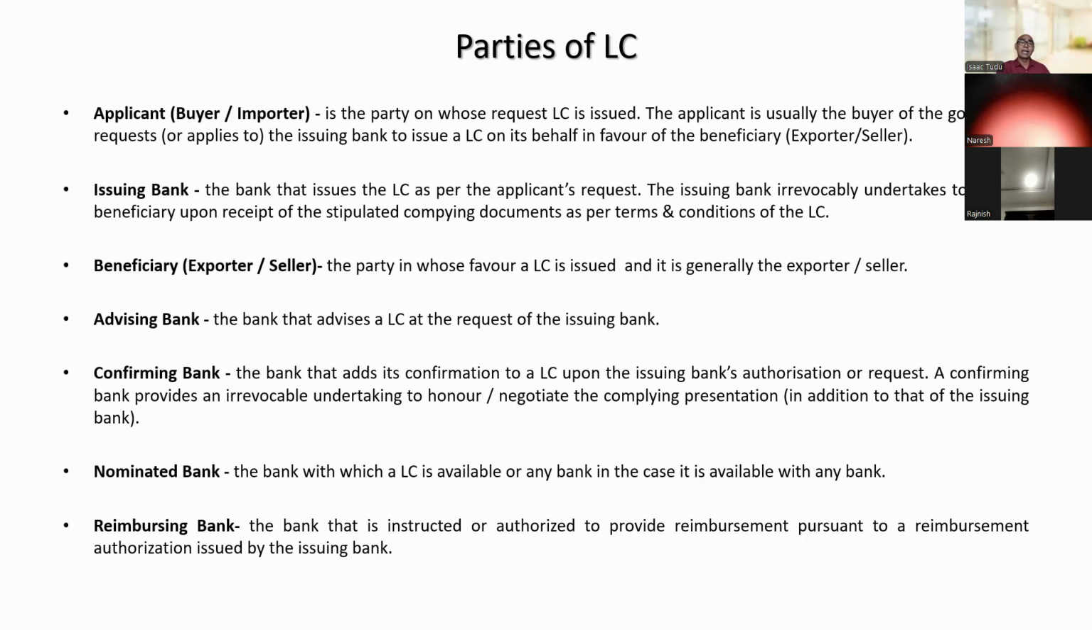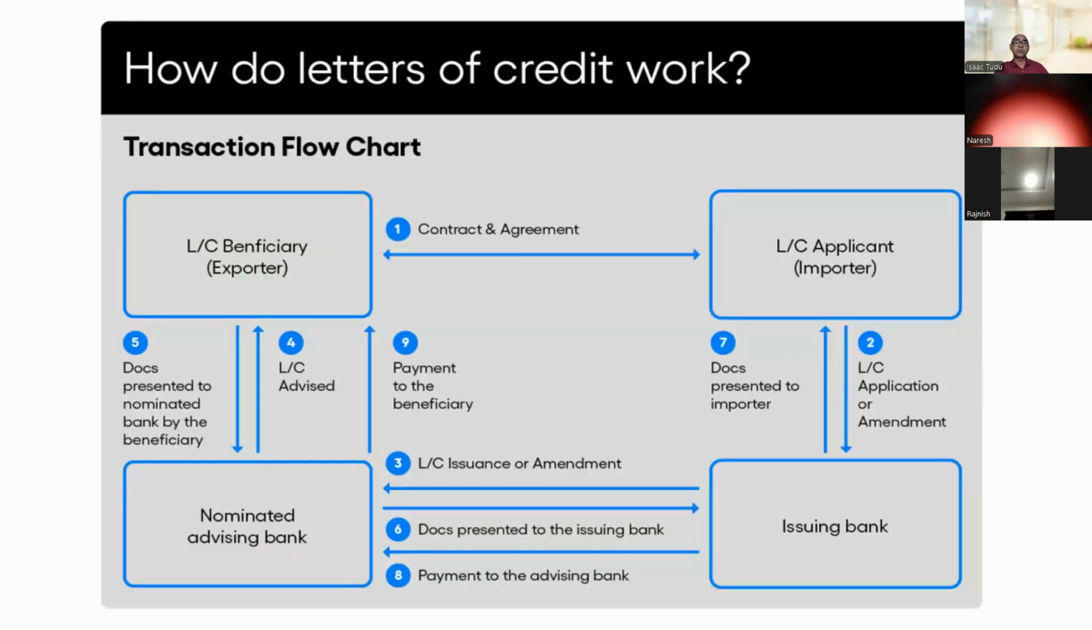Remember, technically, the applicant is not a party to the LC, right? So this is the flow chart of the LC, whatever we have discussed. Obviously, in the sales contract, exporter and importer both will agree that LC is the payment term, right? If that is the case, the applicant, the importer, will approach his bank for issuance of the LC. The applicant will fill up the LC application form. If the issuing bank has already sanctioned them an LC limit and this LC application form is in order, they will issue the LC in favor of the exporter, the beneficiary, right? So the LC will be advised, transmitted by the issuing bank.